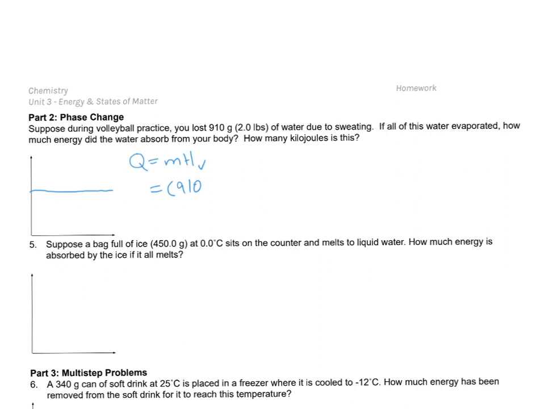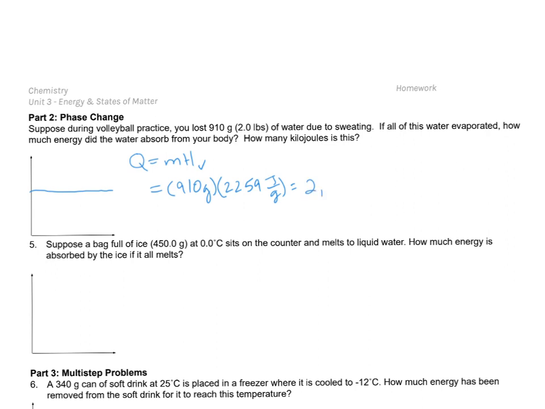Mass is 910 grams. And HV is a constant. It's on the equations on the front, and it is 2,259 joules per gram, which means it takes 2,259 joules to evaporate 1 gram of water. And when we do the math here, there's going to be 2 sig figs because of 910 grams. That 0 is not significant because there's no decimal point.